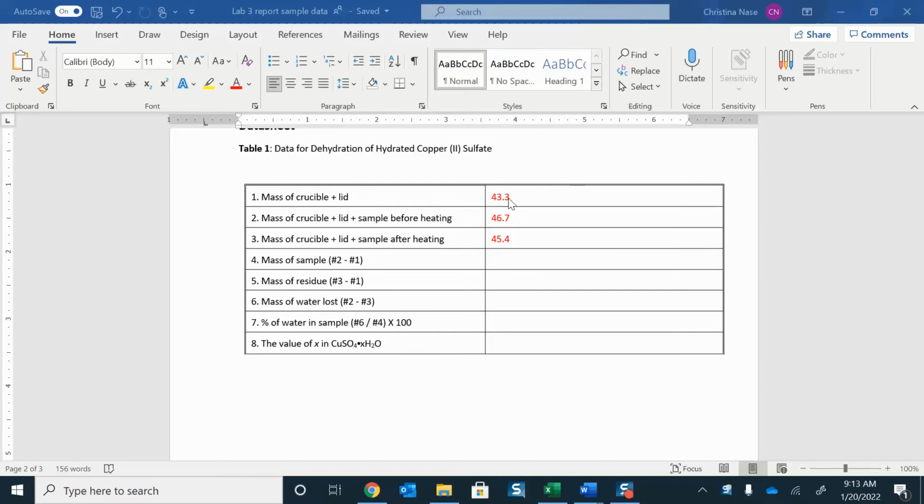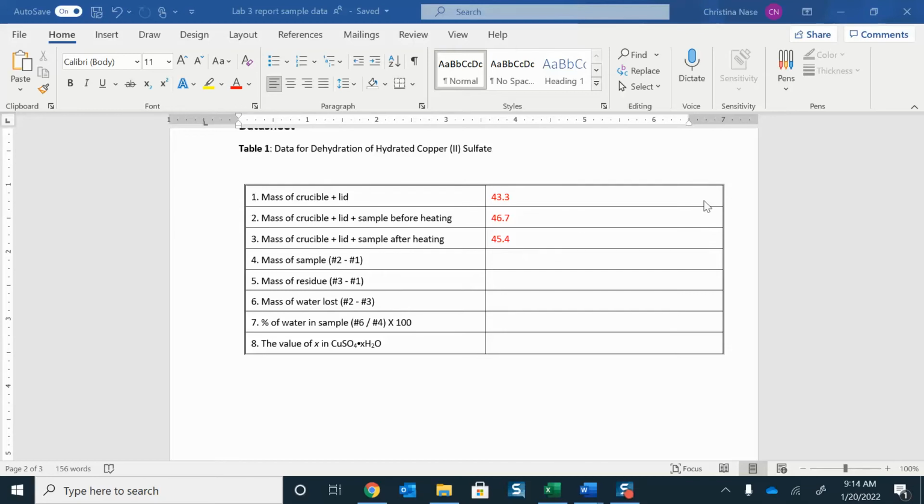This first number here is just the mass of the crucible and the lid. And then this next one is with the sample, and that sample is the copper sulfate with the water. That was before we heat it. And then when we heat it up, we're assuming we're driving off all the water. So what we have left here is the crucible and the lid and just the copper sulfate with no water.